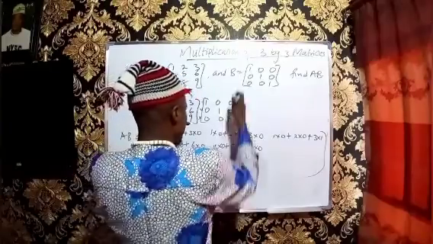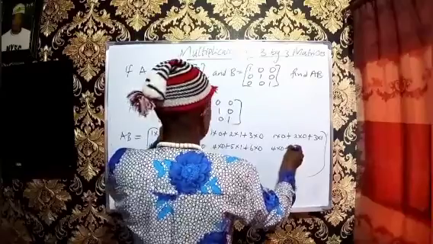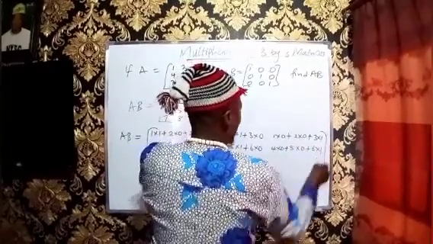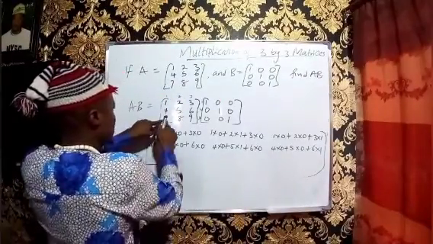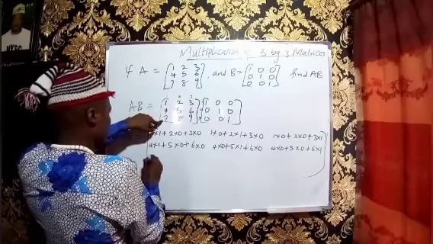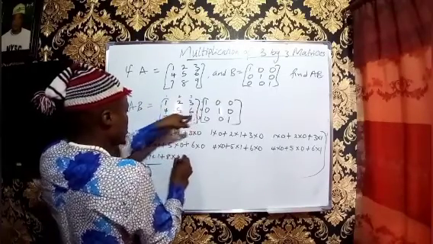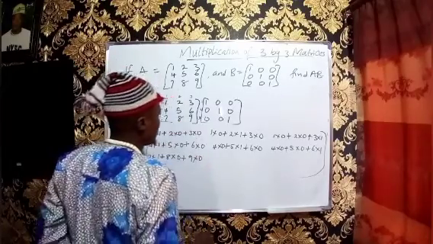You give a space, do the same thing here. You have 4 times 0 plus 5 times 0 plus 6 times 1. We come to the last row here. Do something using 7. 7 times 1 plus 8 times 0 plus 9 times 0.